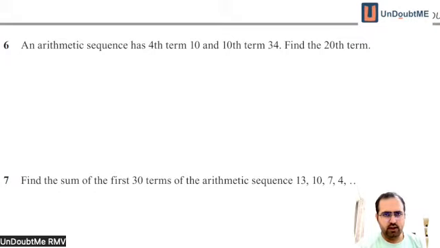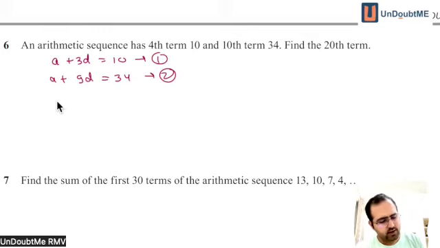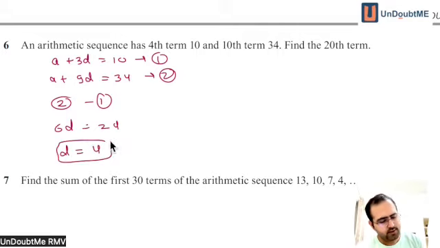Fourth term 10 and 10th term 34: form simultaneous equations and get the required term. Fourth term can be written as a plus 3d is equal to 10. a plus 9d is equal to 34. Equation 1, equation 2, I'll do 2 minus 1. So 2 minus 1 will give me 6d is equal to 24. That will give me the value of d as 4.